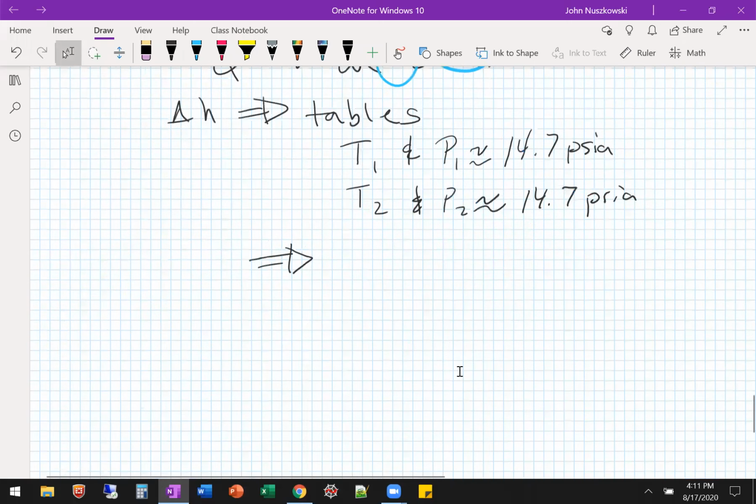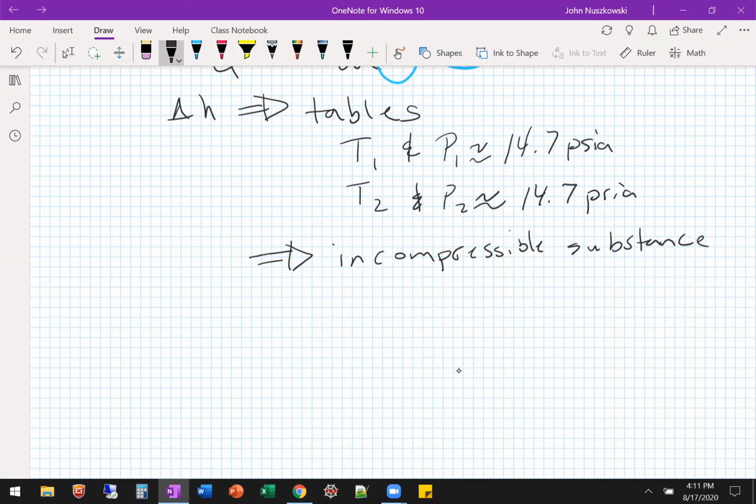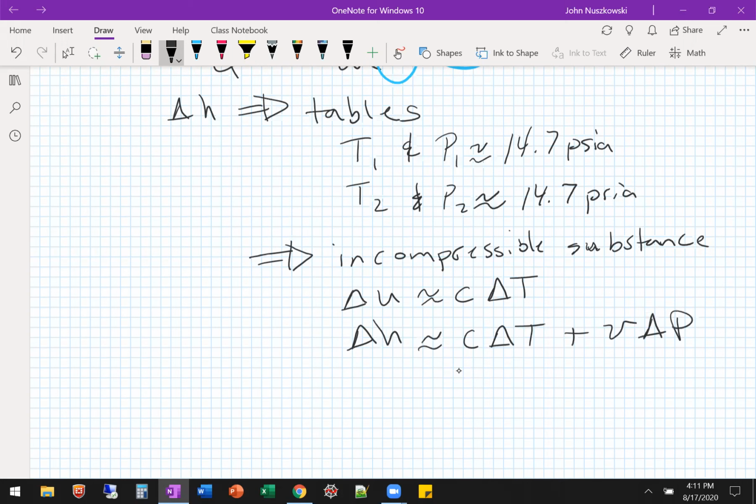So we can assume this water is what in that case? Saturated liquid? Not saturated liquid. So compressed liquid, or basically we can then say it's an incompressible substance. If it just stays in that region on the left, we can say it's an incompressible substance. Okay, and then we have that section on our equation sheet, which simplifies. That's where delta U is C delta T, and delta H is C delta T plus V delta P, and we're assuming there's no pressure drop in the tubes.